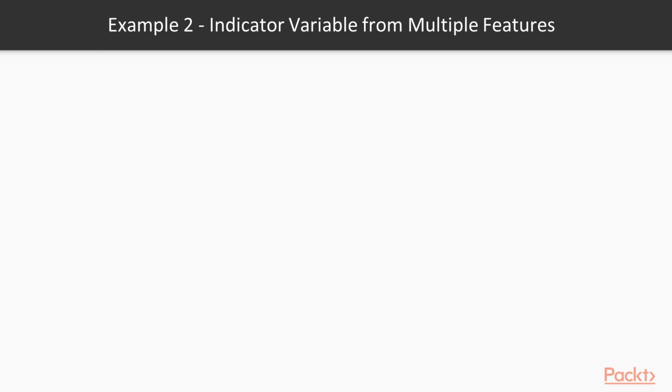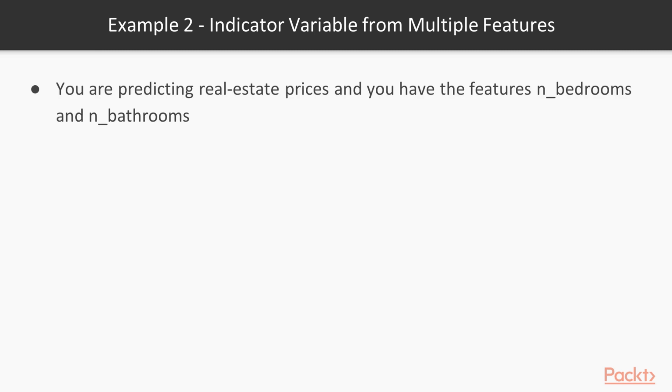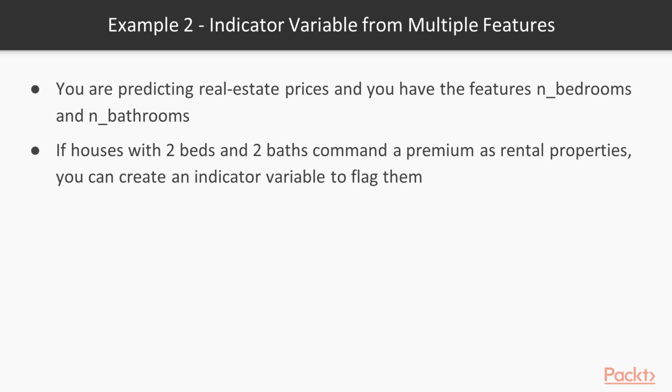Let's look at the second example. This is an indicator variable from multiple features. You are predicting real estate prices, and you have the features n bedrooms and n bathrooms. If houses with 2 beds and 2 baths command a premium as rental properties, you can create an indicator variable to flag them. So you can extract those two features from every apartment in your system, because every apartment has a lot of different features, like how big it is, what region of the city it is in, and so on. But we are interested in this specific analytical use case with those two features.